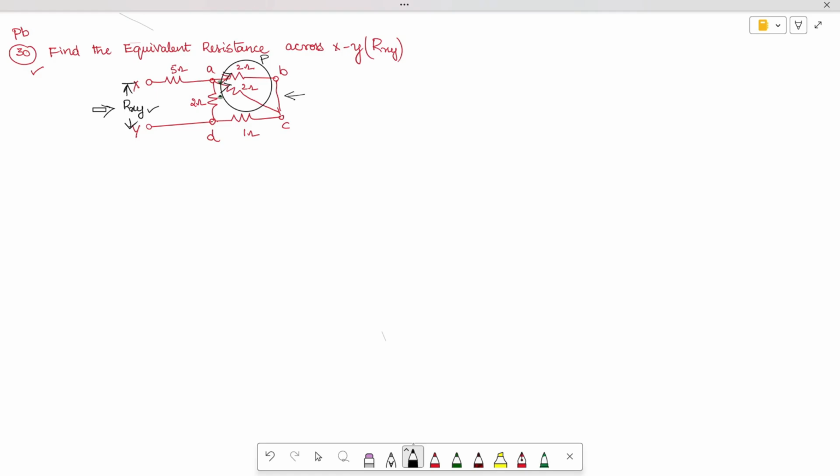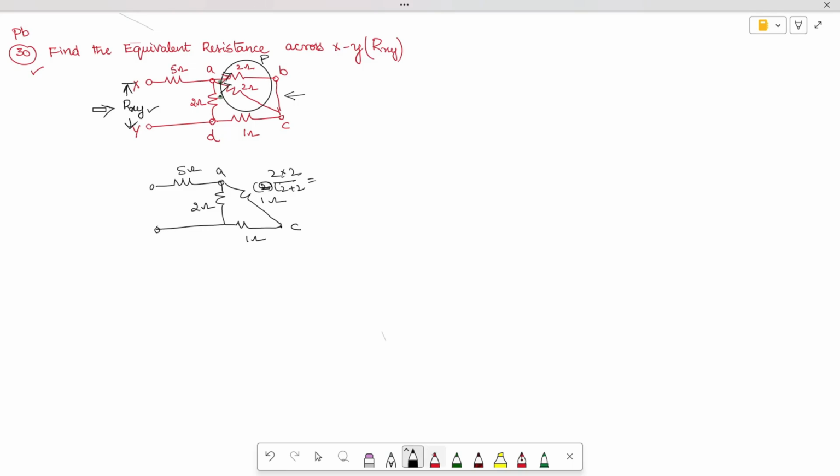So now I'm going to redraw. We are going to have a 5 ohm resistor and a 2 ohm resistor, and these two are connected in parallel across the node A as well as across the node C. We are going to get one single resistor. So 2 into 2 divided by 2 plus 2, which is nothing but 1 ohm. And again here we are going to have a 1 ohm resistor.